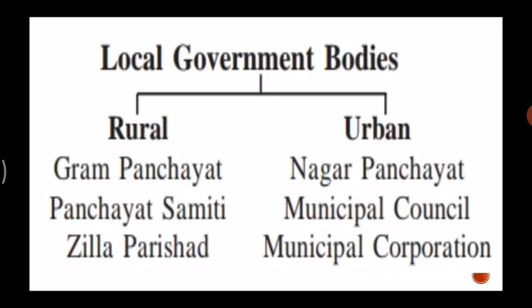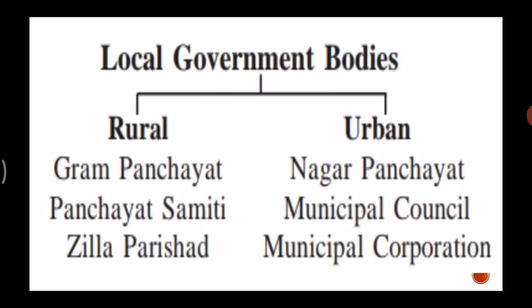Now let's move forward. Local government bodies are of two types, as I told you before: rural and urban. Rural means village areas and urban means cities and towns. So, the rural local government body comprises the Gram Panchayat, the Panchayat Samiti and the Zila Parishad, whereas the urban local government body comprises the Nagar Panchayat, the municipal council and the municipal corporation. About the urban, we will learn in the next chapter.